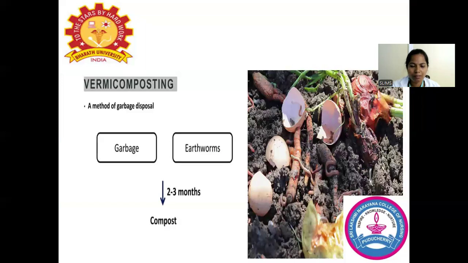So next is the vermicomposting. Vermicomposting is a method of garbage disposal. Here the garbage is left in the soil, and after some days or some weeks, the worms that are created in the garbage will oxidize the things and turn them into compost. This is the vermicomposting. Here is the picture that you can see. Along with the vegetable waste or the kitchen waste, these earthworms are formed. They will convert these things into manure.